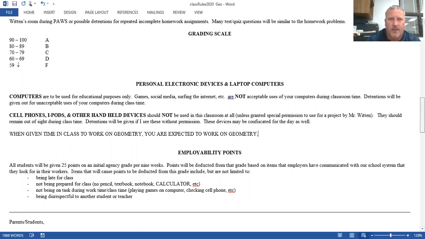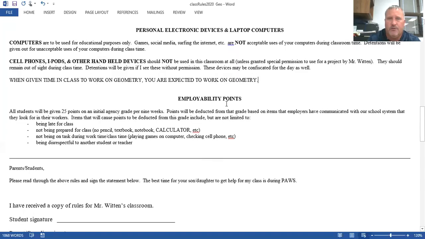So, the final thing I do in my classroom, and this goes into our agency grade as well, is called employability points. What I do is I give students 25 points at the beginning of each 9 weeks.